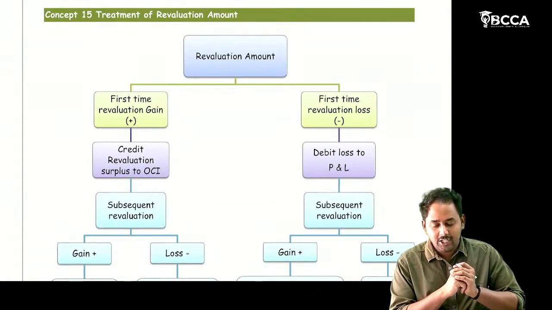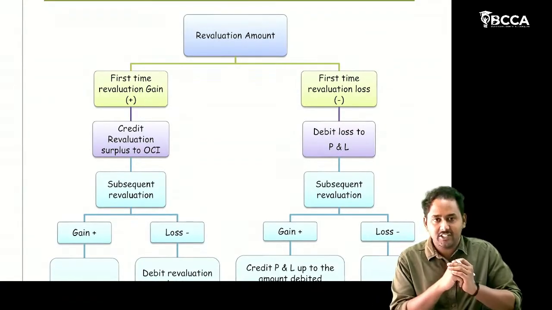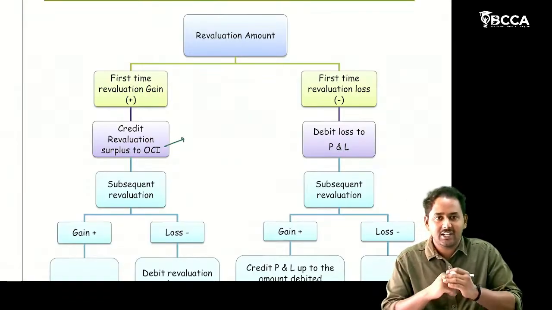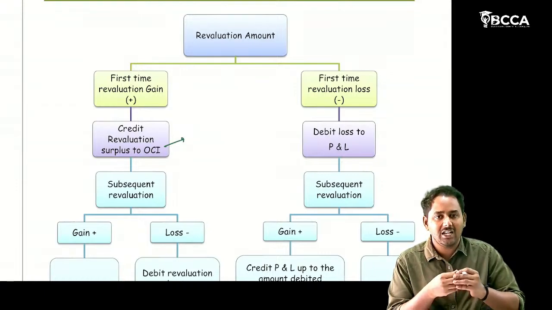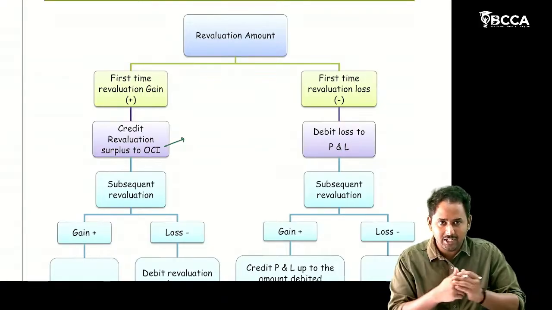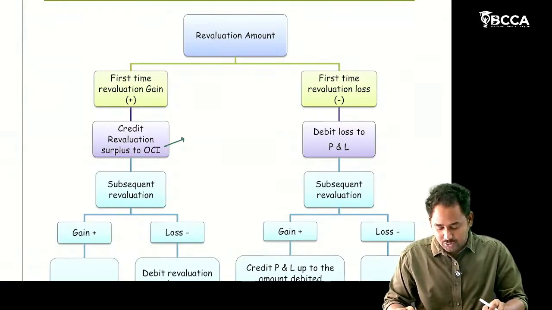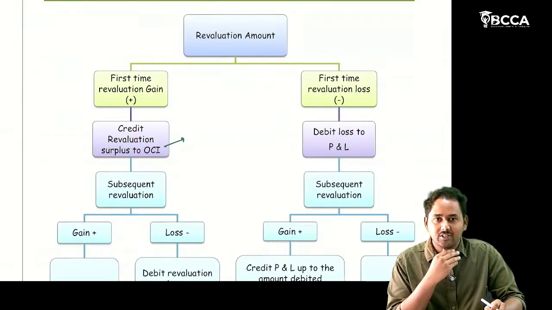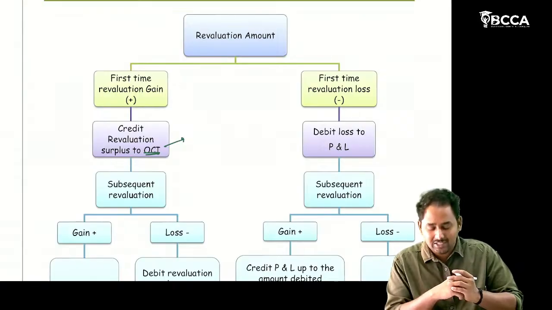Treatment of the revaluation amount. How to treat the revaluation amount? If it is a first time revaluation gain, it should be transferred to OCI. Is it a realized gain? I'm asking you whether it is a realized gain. No, it's an unrealized gain. If you really sold this asset in the market, you could get that amount. But here you are not selling the asset, you are just finding its fair value. So if the fair value is greater than the carrying amount, you will get a fair value gain. Then that gain should be transferred to OCI. I already told you OCI means other comprehensive income.